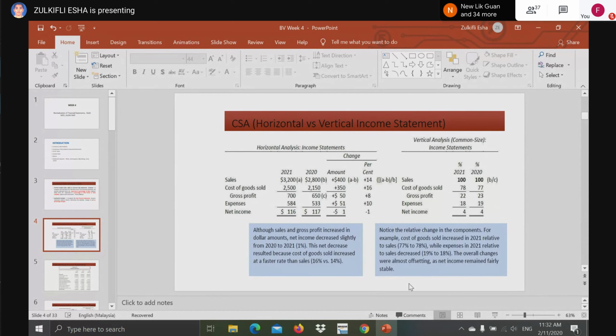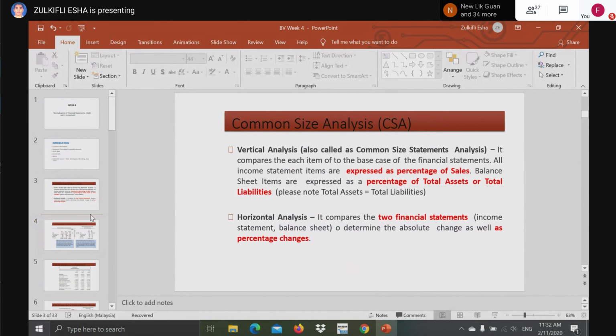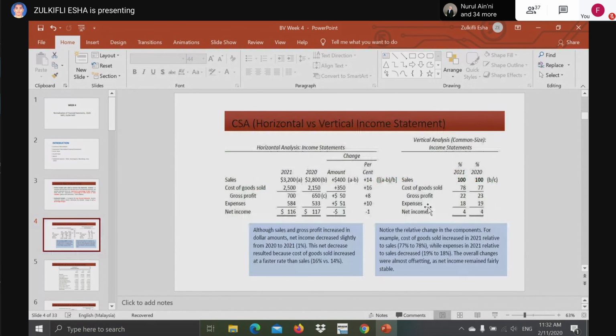So this is how the common size analysis is done on the income statement. So normally it has to be a comparison between a few years performance for the company. So in this simple example, we will only compare between 2 years, which is 2020 and 2021.